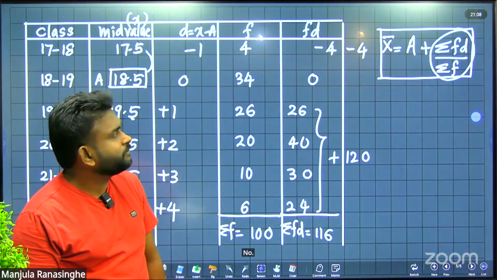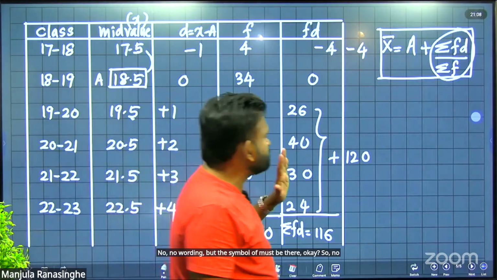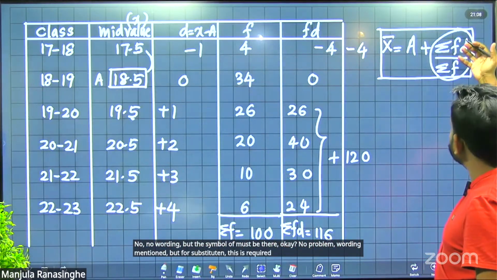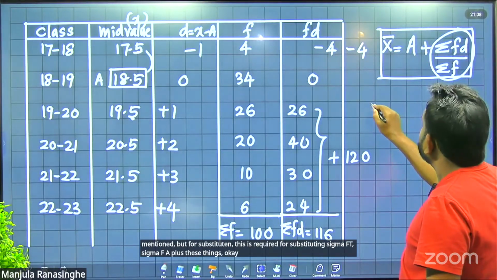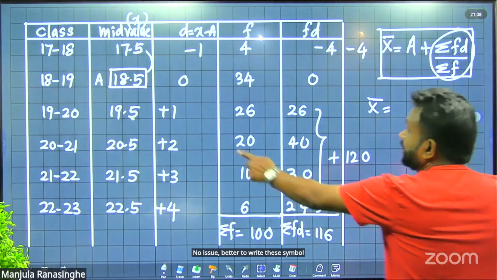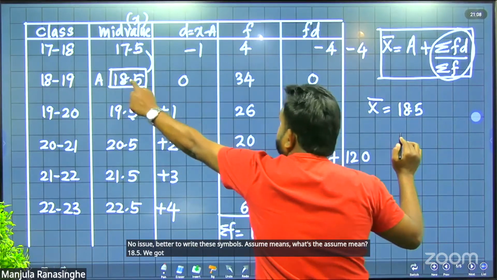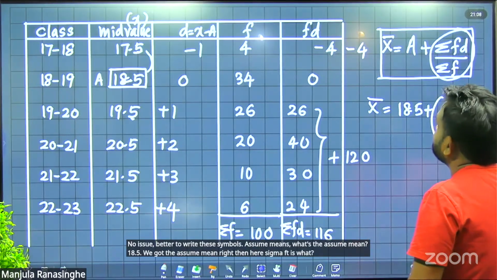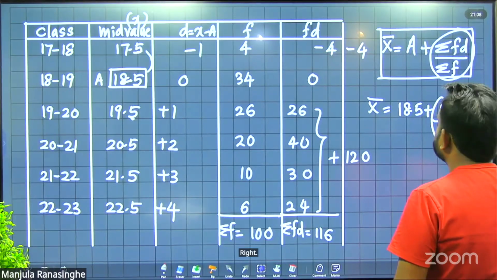No wording is required, but this symbol must be there. Okay, so no problem if wording is mentioned, but for substituting, sigma fd over sigma f, a plus these things are required, so it is better to write these symbols. What's the assumed mean? 18.5, we got the assumed mean. Then here sigma fd is what? That is 116 over, sigma f is 100.